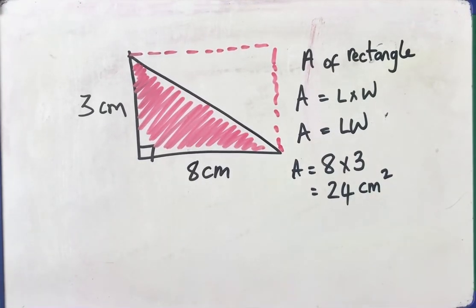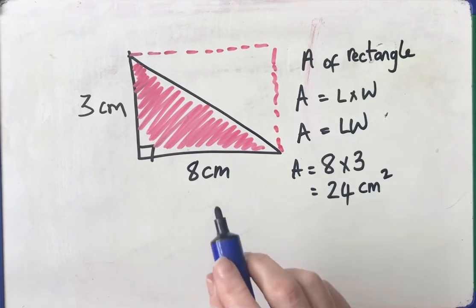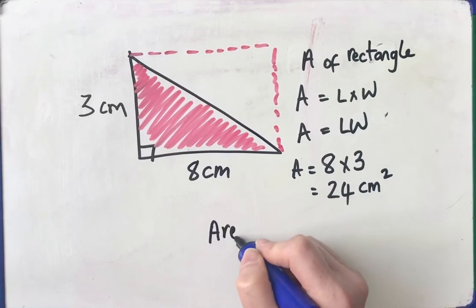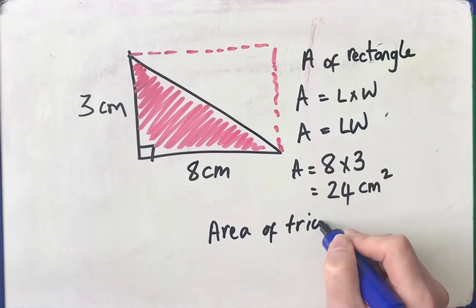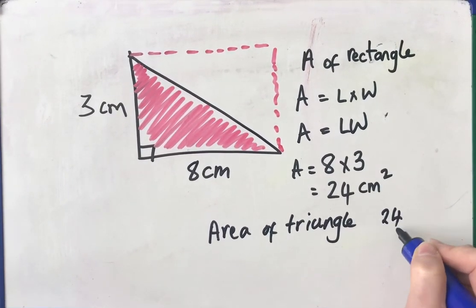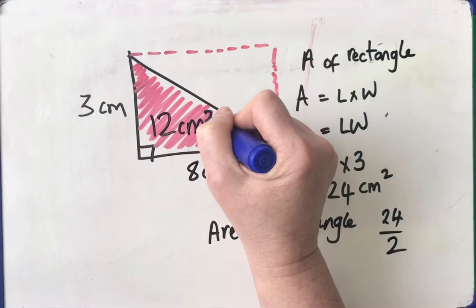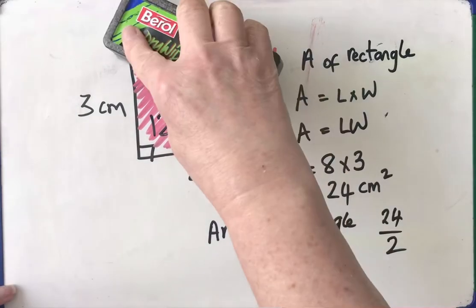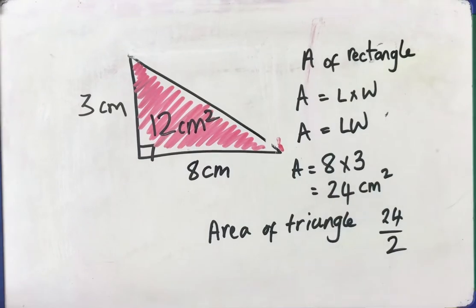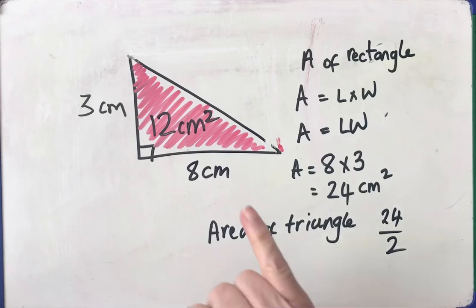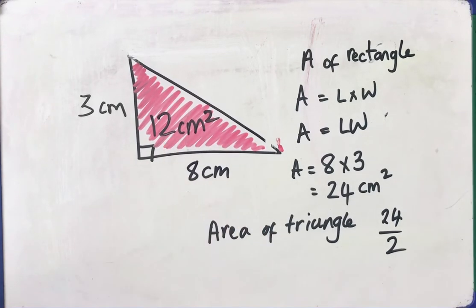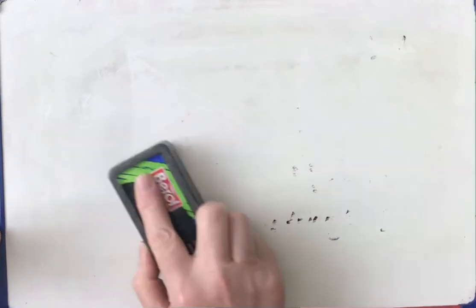But for the triangle, I only want half of that. So the area of the triangle is 24 over 2, which is 12 centimetres squared. So the area of the triangle is 12 centimetres squared because I do the base times the height divided by 2. 8 times 3 is 24, half of 24 is 12. So all you need to remember is the formula for the area of a rectangle is length times width.